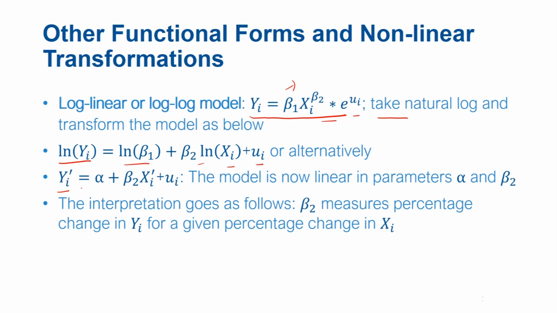Now this final transformed model, notice it is linear in parameters alpha and beta 2, and therefore we can estimate this model through the OLS regression procedure. The interpretation of beta 2 here is important, which is the coefficient of interest. Beta 2 measures the percentage change in yi for a percentage change in xi. Because this is a log-log transformation, that is why it is the percentage change in yi for a given percentage change in xi. But for all times to come, remember that the original nature of the equation has transformed.